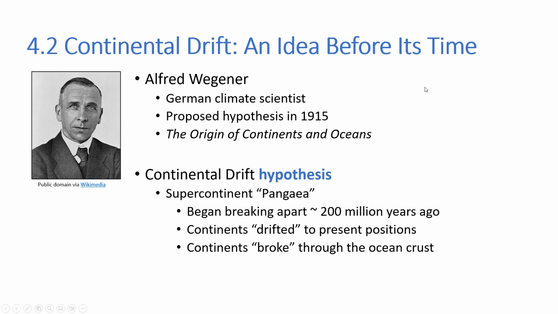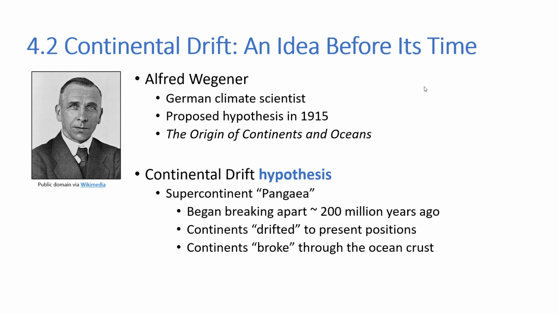Alfred Wegener was a key player in putting forward the idea that things weren't always how we see today. He was a German climate scientist, and in 1915 he proposed an idea based on some very interesting observations that he gathered while traveling around the world.